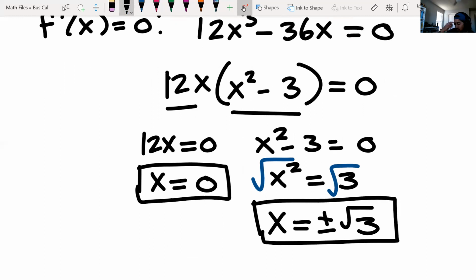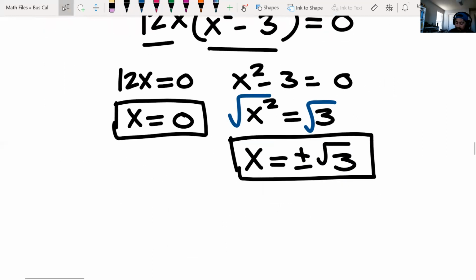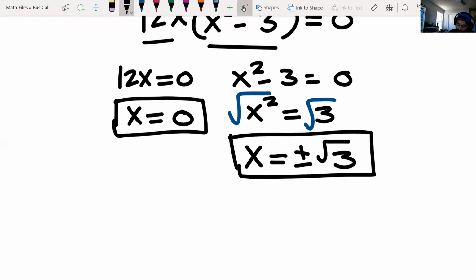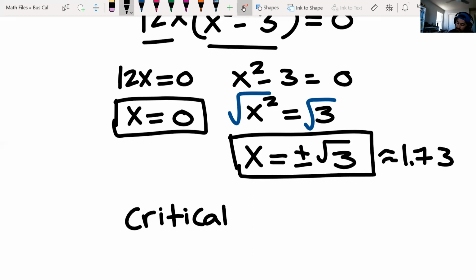But do you want the exact decimal there or no? Yeah, we're going to do it because we're probably going to have to graph these anyways. 1.73. Yes, sir. Cool. Okay. And these are called your critical numbers. So now we're going to take these critical numbers and put them on our sign chart. That's our next step.